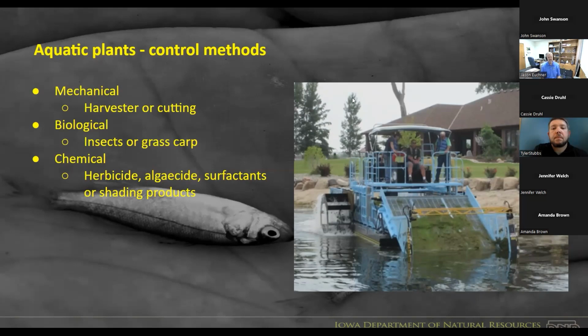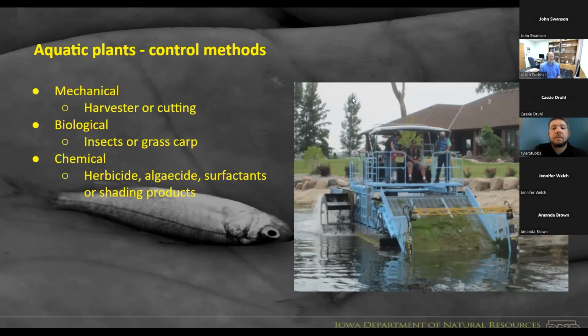I put biological on here, but we don't have a whole lot of recommendations for biological at this time. Insect control is used on some of our invasive aquatic plants, but it has been marginal in success at best and very hard to get any sort of real, attainable management using insects. Grass carp is an option for private landowners.